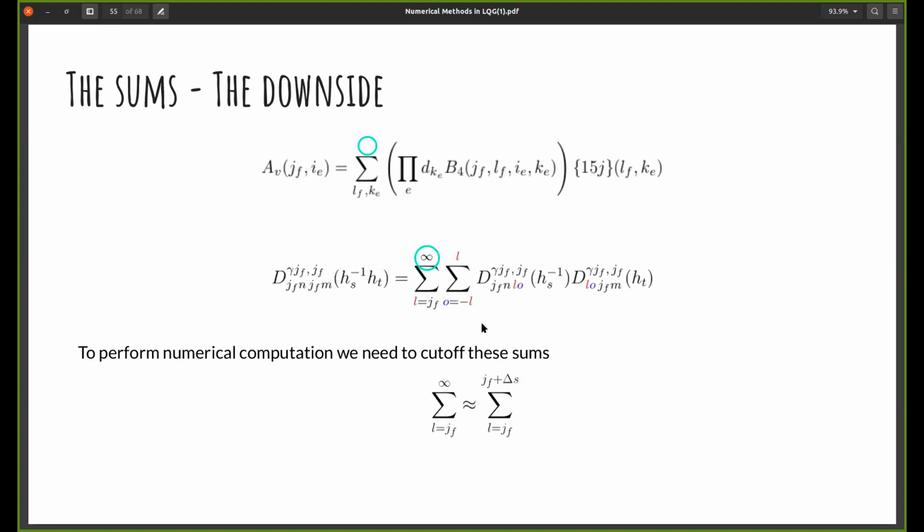So we cut off these sums. We cut them off in a homogeneous way. So all the 10 spins here, in particular, there are 6 L's because 4 are gauge fixed. So the 6 sums over L's are all cut off with the same delta S. This is a choice that we made to have it as simple as possible. So the sum goes from the minimal possible spin JF to the maximal one that we fix by hand to JF plus delta S.